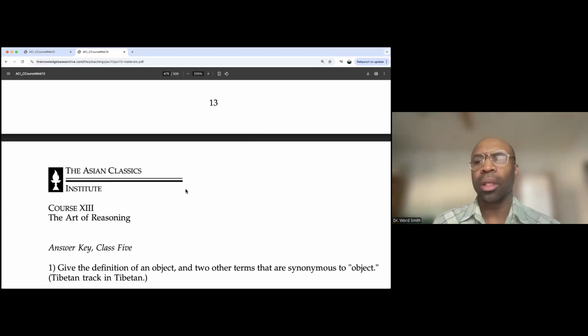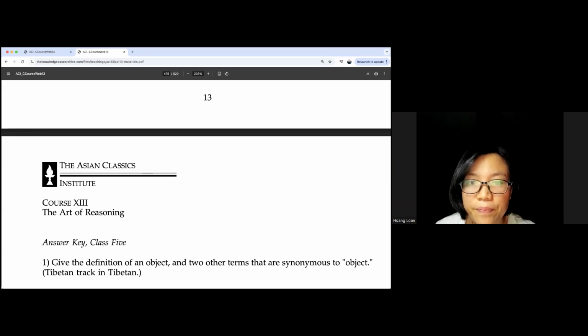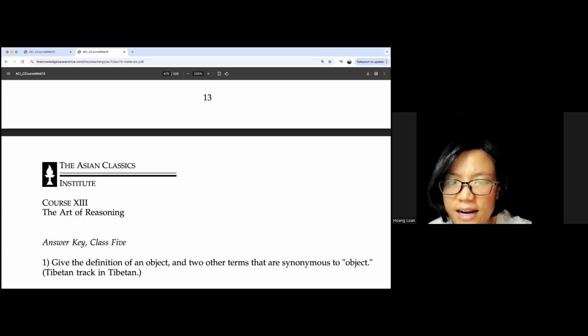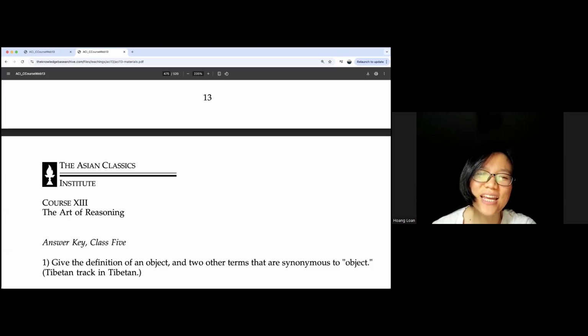Course 13, class 5, question 1. Luan, would you read, please? Okay. Give the definition of an object and two other terms that are synonymous to object.